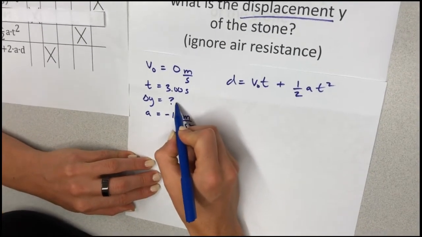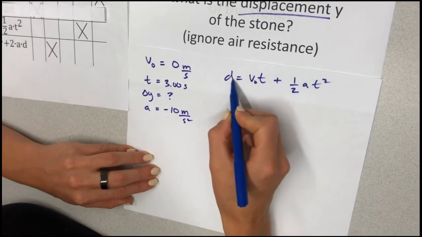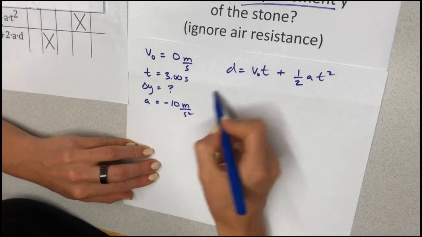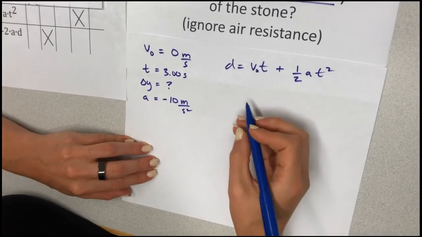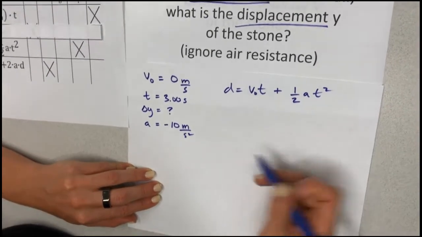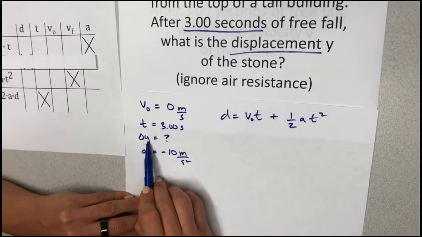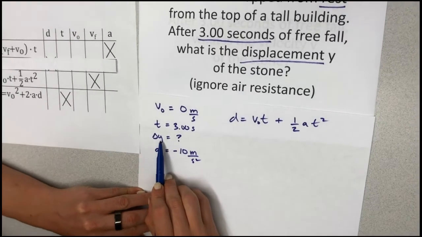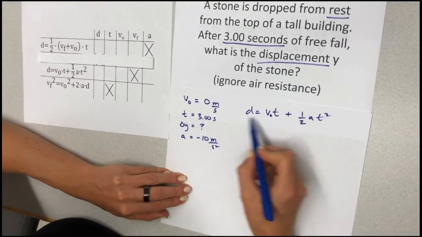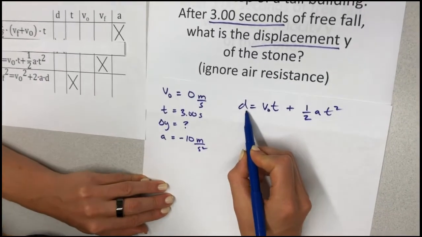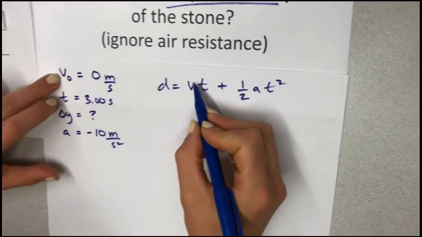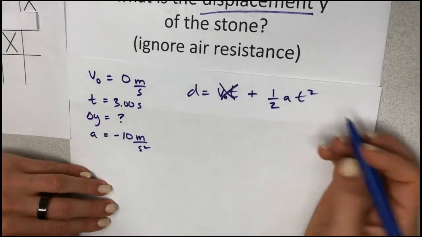So delta y is the same thing as displacement. There's a whole bunch of different names for displacement. There are different symbols you can use for it. You could use delta y, delta x, x final minus x initial. So don't be confused. Just because I have delta y here, it's the same thing as this d for displacement over here. So again, we know that the initial velocity is 0, so we can just forget that guy.